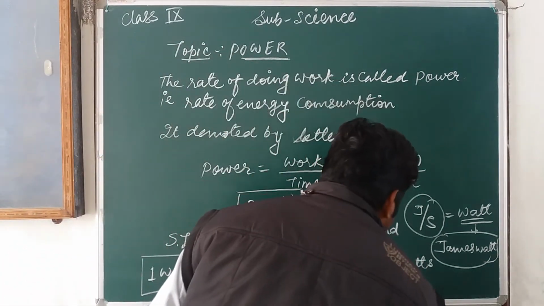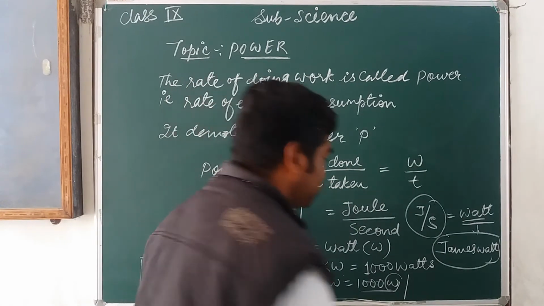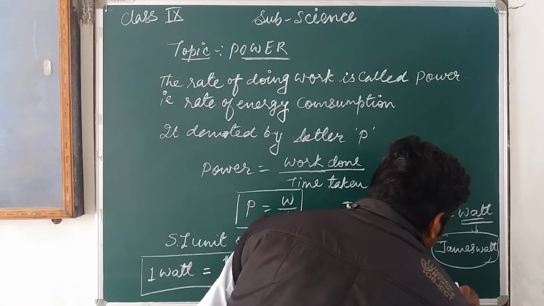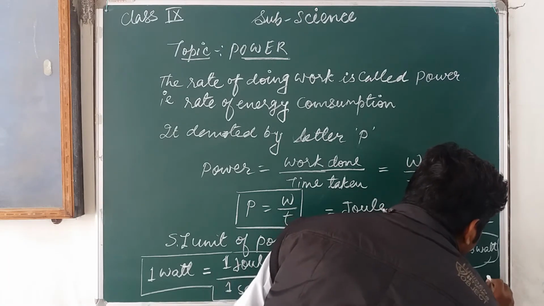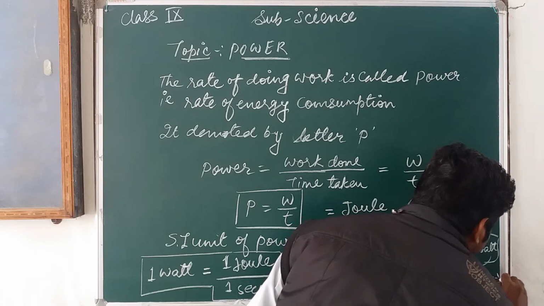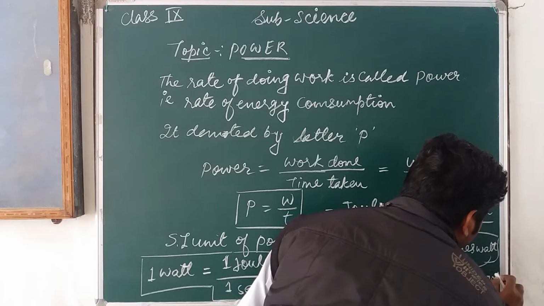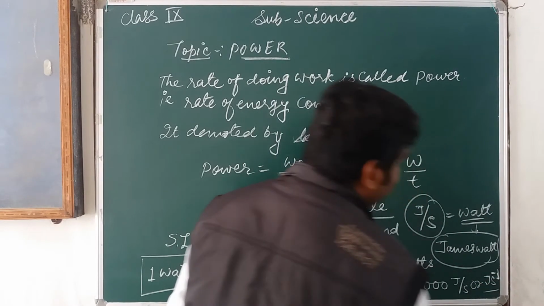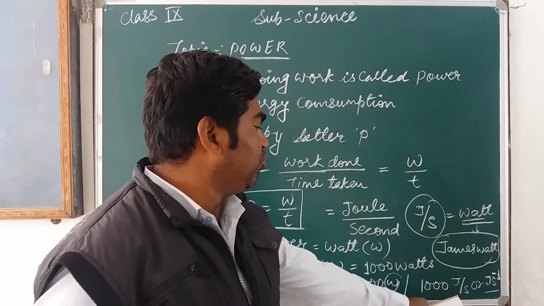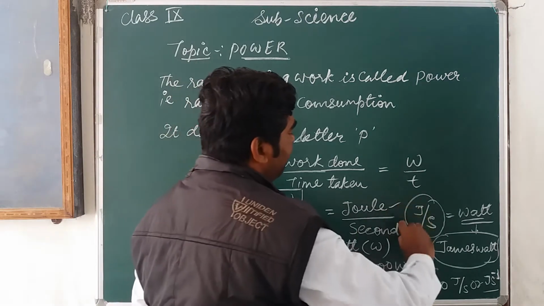And instead of this watt, we can use joule per second also. So you can also write it like that: 1000 joule per second. We can also mention it in this form, joule per second, because this watt is given by joule per second.